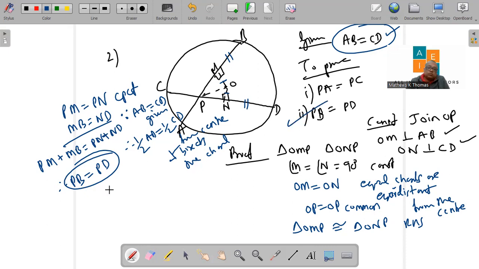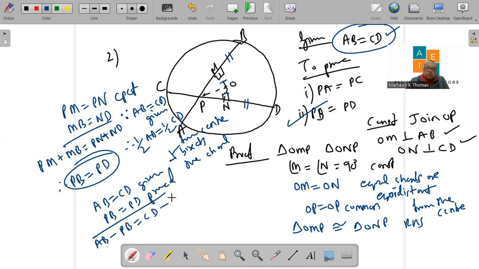Second part. Now, AB and CD were already given equal. Just now we have proved PB equal to PD. And all we need to do is subtract. Subtract that from AB and CD. So AB minus PB is equal to CD minus PD. When I subtract PB from AB, what is left here? AP. And when I subtract PD from CD, I will get PC. So this is PA equal to PC.